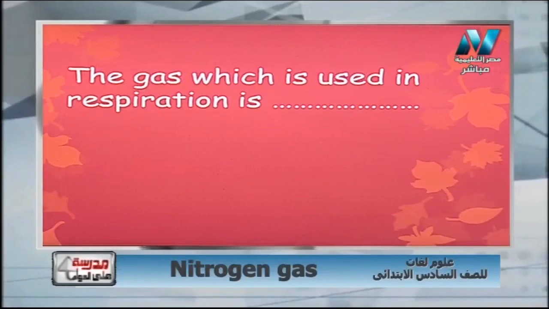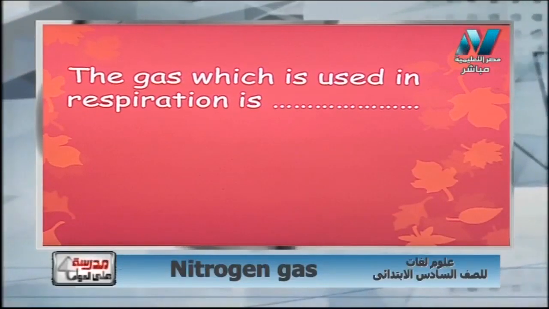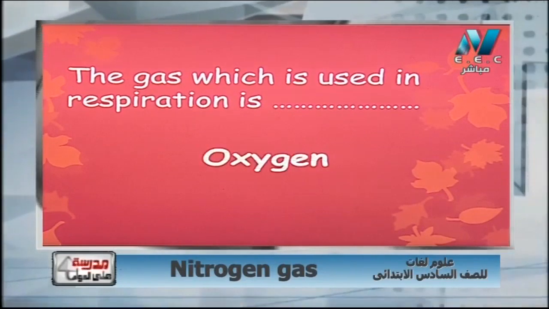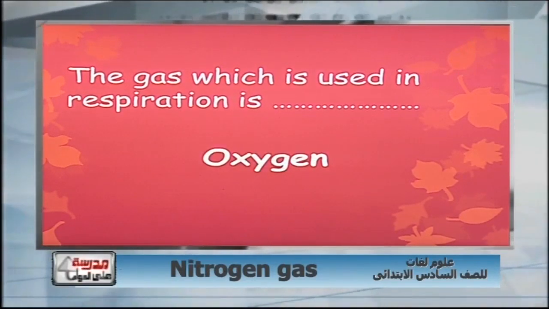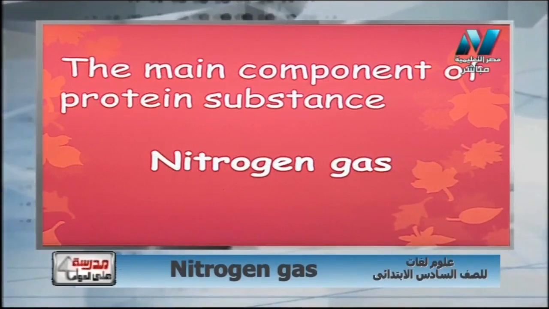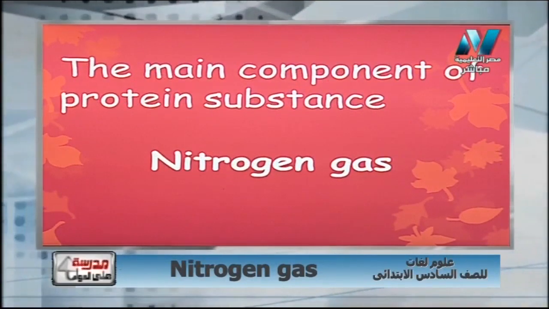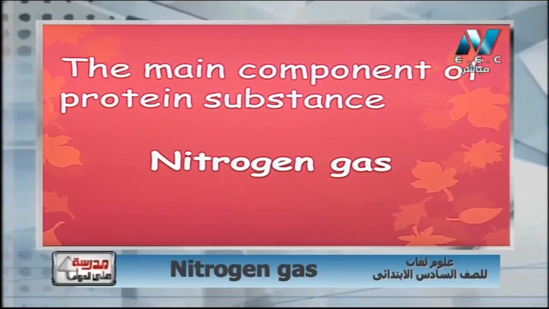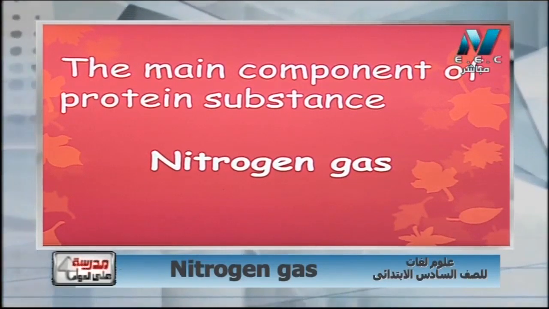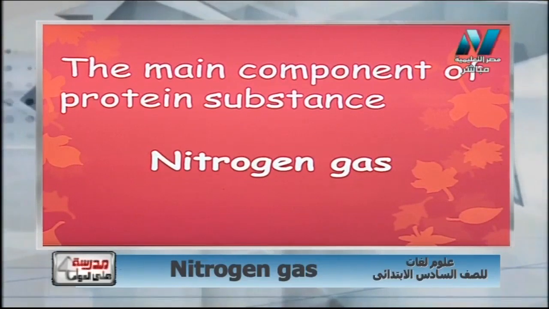The gas which is used in respiration. The gas which is used in respiration sure it will be oxygen gas. عارفين كويس قوي الجاز اللي بيستخدم في التنفس هو oxygen gas. Another question. The main component of protein substance nitrogen gas. We have a slide in today. درسنا النهارده nitrogen gas هو مكون رئيسي main component in protein substance في أي مادة بروتينية.